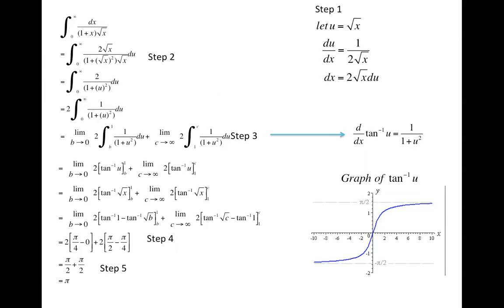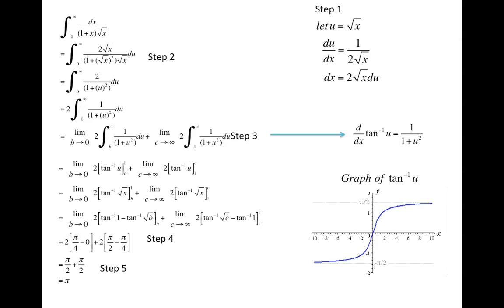Okay, so we have this question, which is a definite integral from 0 to infinity of dx over 1 plus x times the square root of x. As we plug in 0 into the equation, we still get undefined. When we plug in infinity, we also get undefined. So we shall split the integral into two parts, as shown later in step 3.